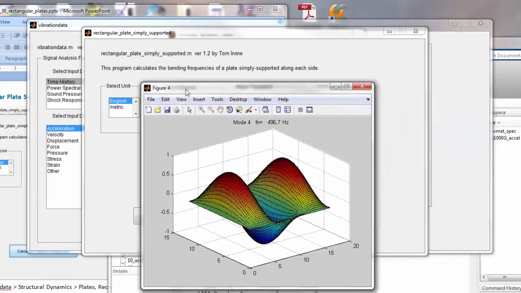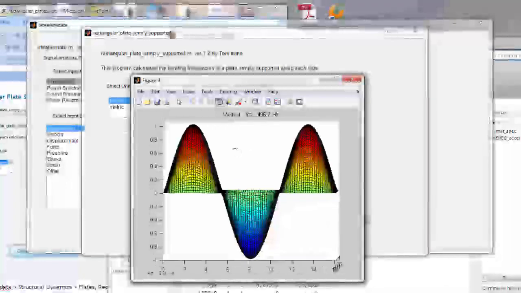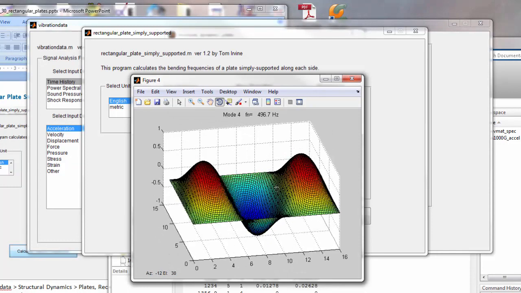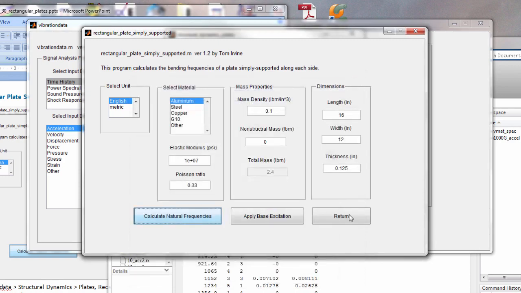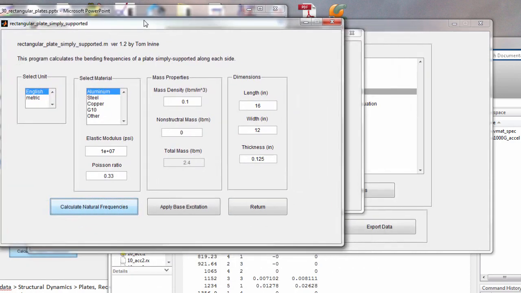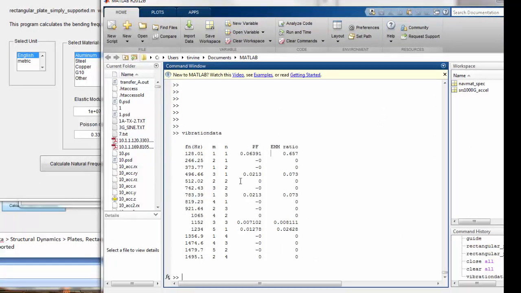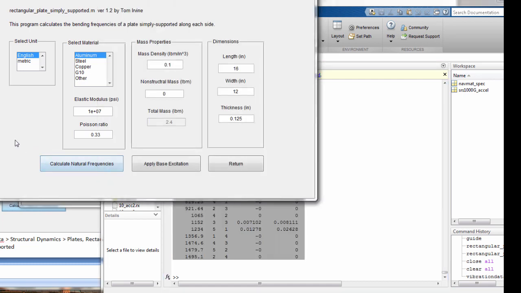The fourth mode here can be excited. It's in this case nearly 500 hertz, and you can see that there are 2 nodal lines, as shown. If we have the time and inclination, we could look at higher modes as well, but currently this software is just set up to display the first 4 modes. If someone has a need to look at higher modes, they can send me an email and I'll maybe modify that program.